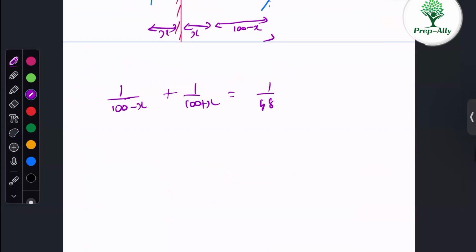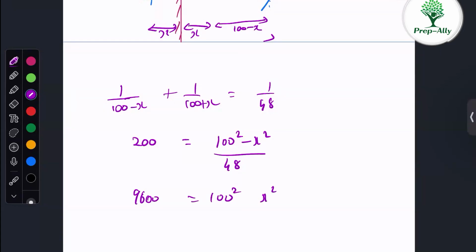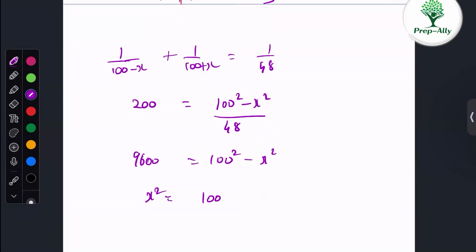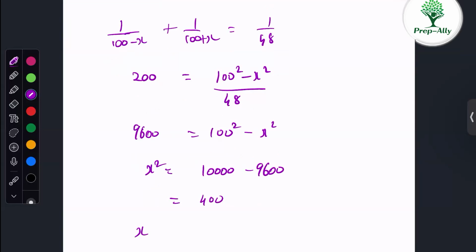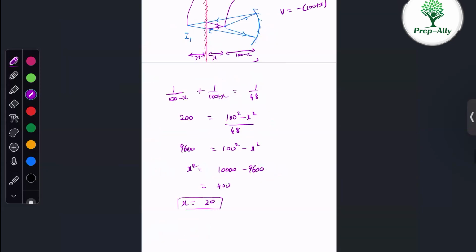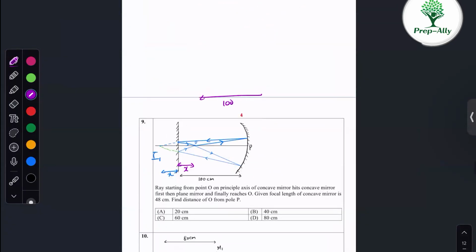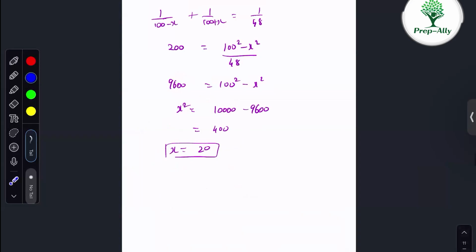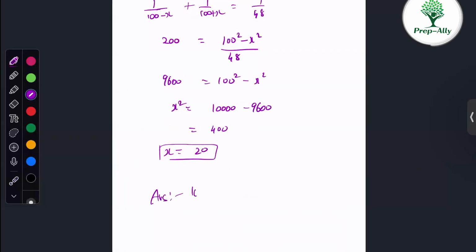So 100 plus x plus 100 minus x, 200, is equal to 100 square minus x square by 48. So 9600 is equal to 10,000 minus x square, so x square will be equal to 10,000 minus 9,600, which is 400. So x will be equal to 20. So the distance of O from the pole is 100 minus x. The answer will be 80.